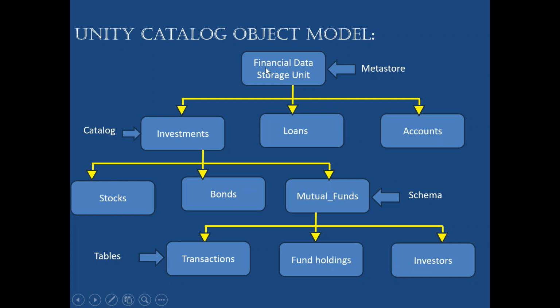In the financial domain, we have investments, loans, accounts as the catalogs. Under investments, we have stocks, bonds, mutual funds, which are the schemas. Under mutual funds, we can have tables like transactions, fund holdings, investors. Right. So these are the three tables we can have under mutual funds.